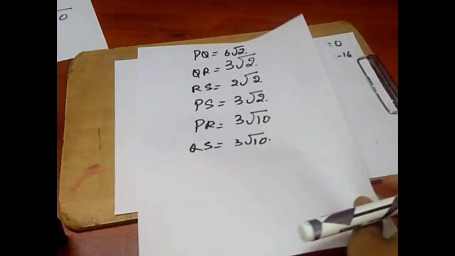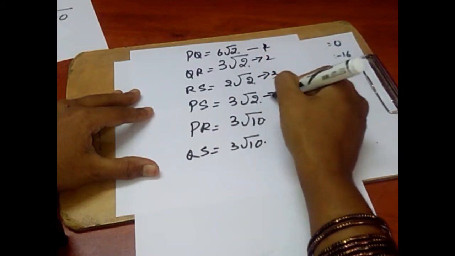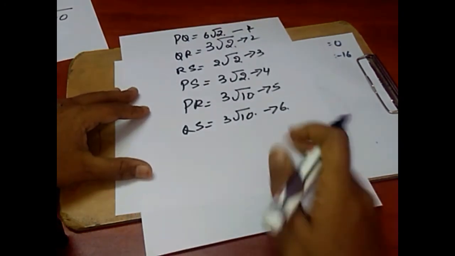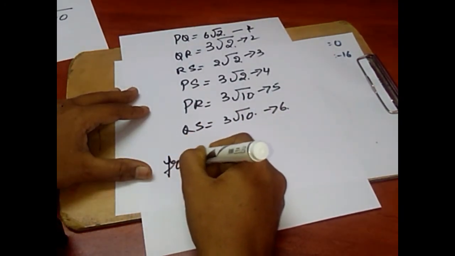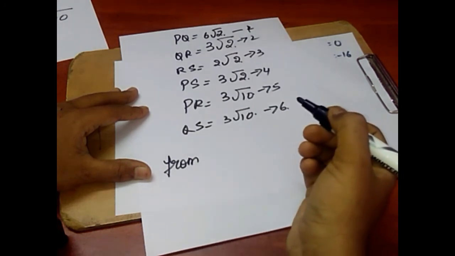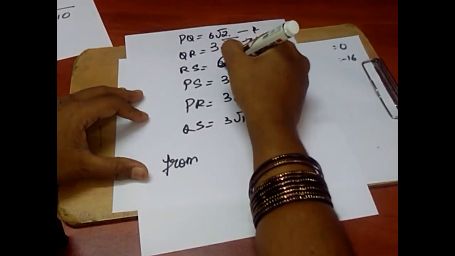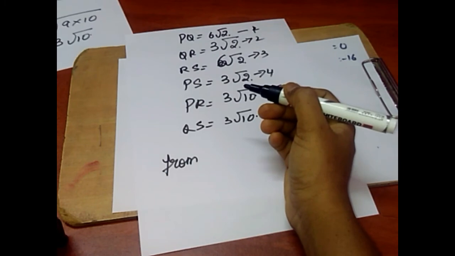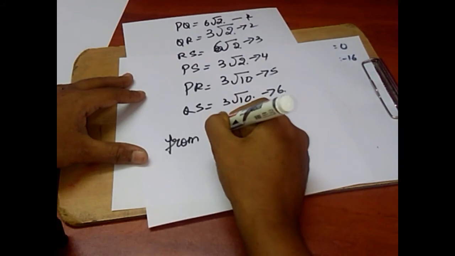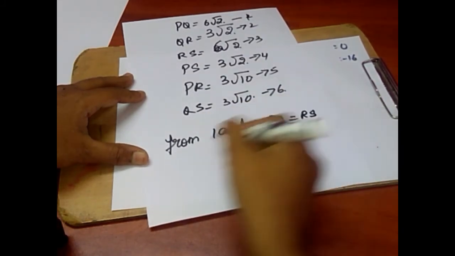So now we have got result 1, result 2, result 3, result 4, result 5, result 6. So let us write a conclusion. From the results, what is PQ? 6 root 2. One more was 6 root 2, which was RS. Yes, this is 6 root 2. Yes, from 1 and 3, PQ is equal to RS.